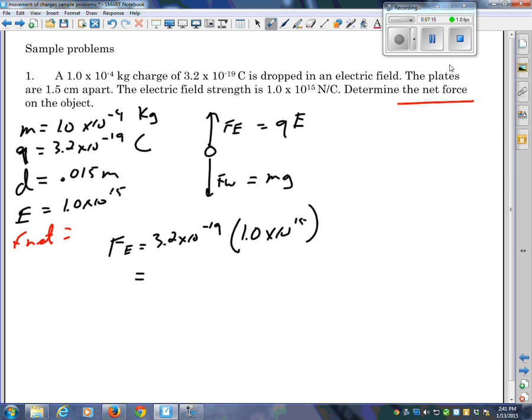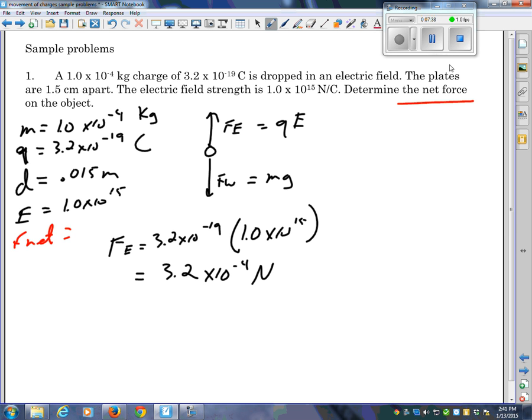Q is charge. I get 3.2 times 10 to the minus 4 newtons. Did you get that? If you didn't, that's fine, but you should be able to get it with your calculator.